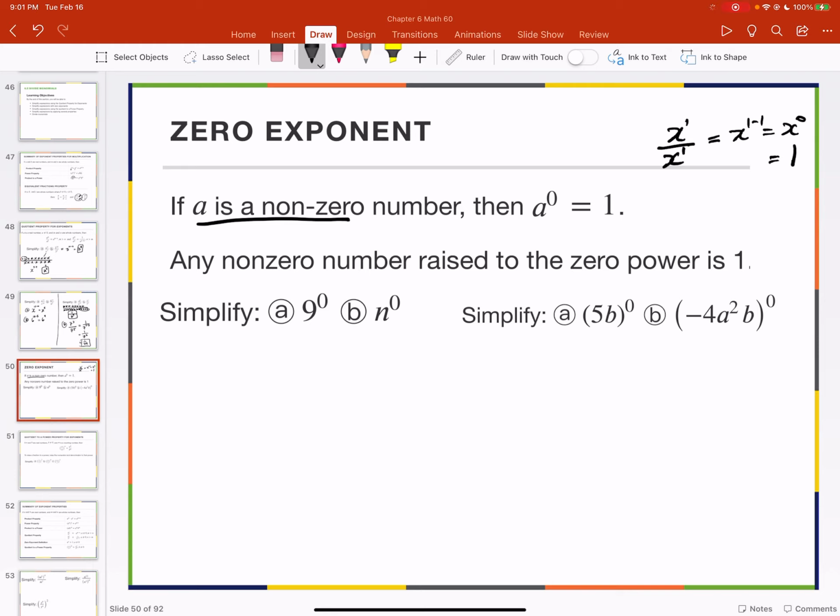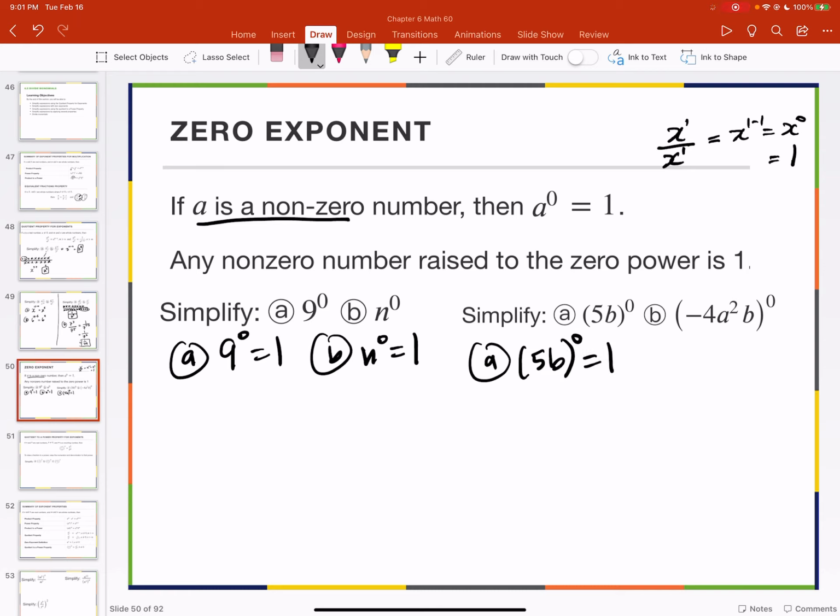So let's say here, A, 9 to the 0 power is just 1. B, n to the 0 power is 1. A, 5b to the 0 power, that's just 1 because it's in parentheses. And similarly, B, negative 4a squared b to the 0 power is also 1 because it's inside parentheses. It means take all of this and raise it to the 0 power. So that's just 1.